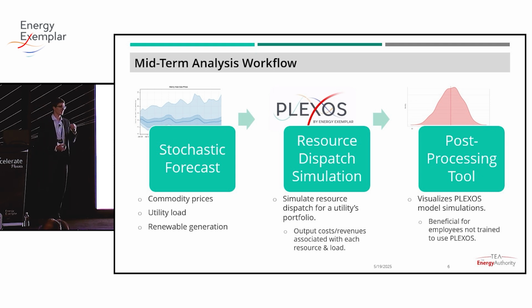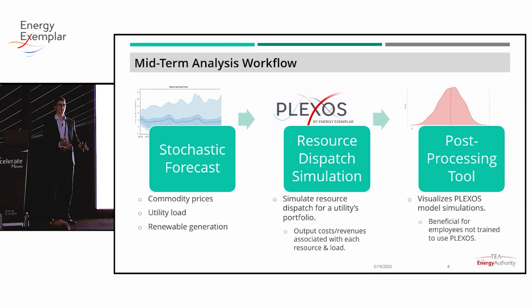For midterm analysis, this provides an overview of what the process looks like for us. We start with our stochastic forecast. This creates the inputs that are fed into Plexos. Again, those commodity prices, utility level load, as well as renewable generation. We feed these into our Plexos models. We have a unique model for each utility that we're working with, and Plexos does really all of the heavy lifting when it comes to determining optimal resource dispatch.